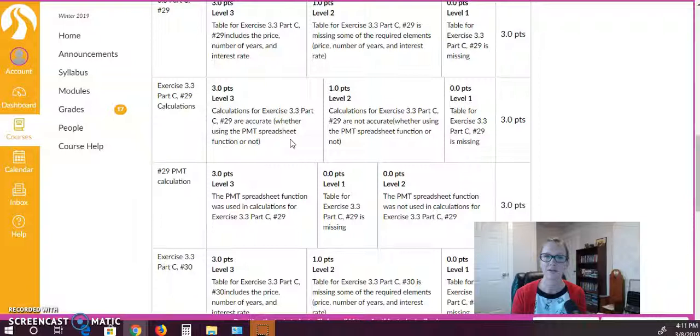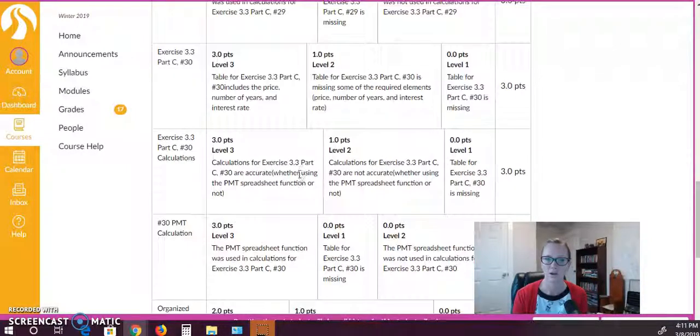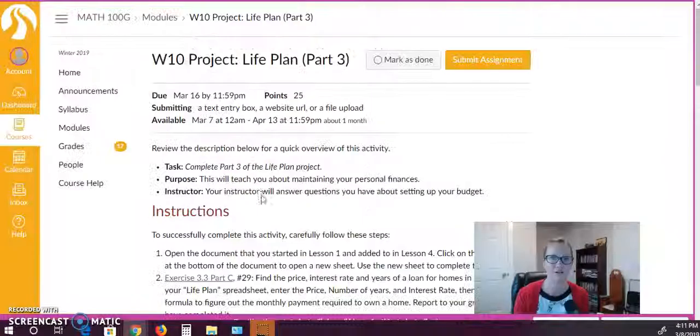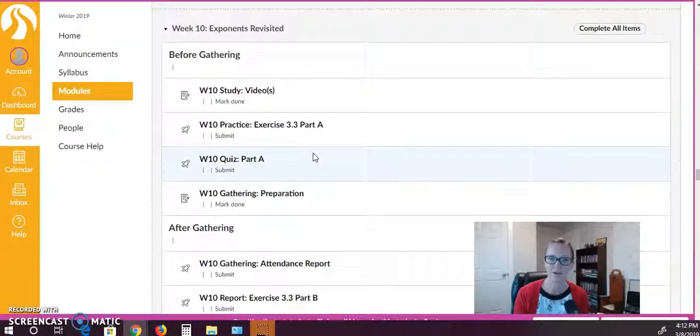And then you need to make sure you get the calculations correct as part of that for both of those. And you should be using the payment function that's built into Excel already. So make sure that's what you're using to do those calculations. And then just make sure it's organized, easy to read, so that I can figure out what you're doing on your assignment. Make sure that's clear to me as I do that. All right, so that is your project for this week.